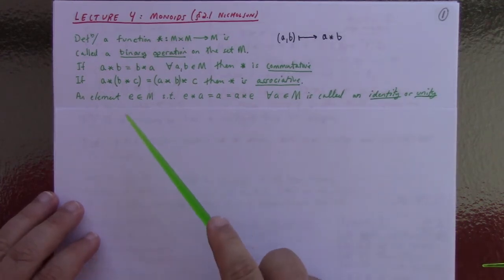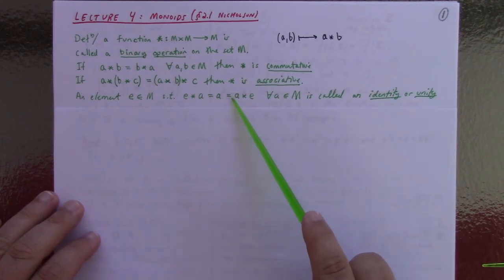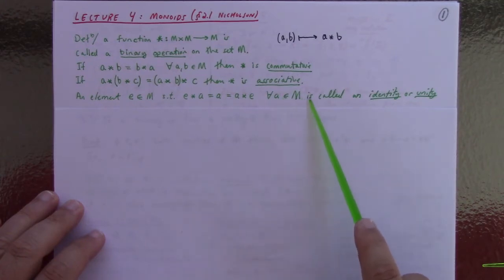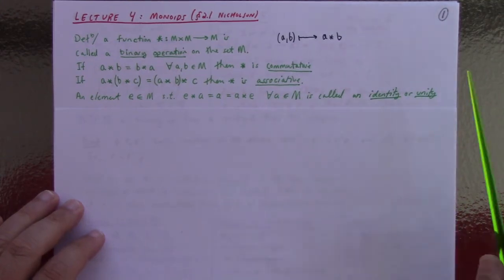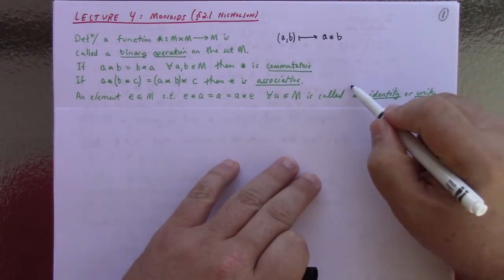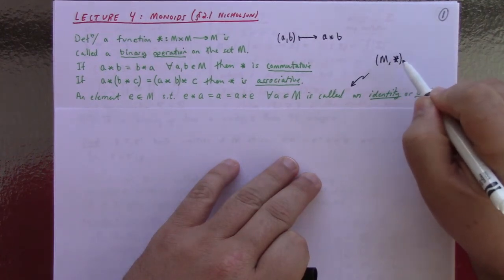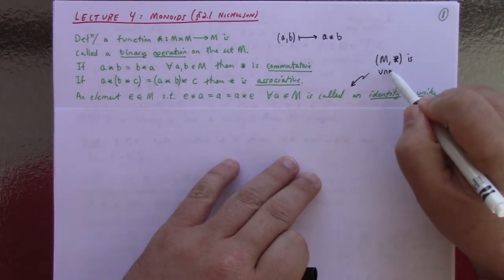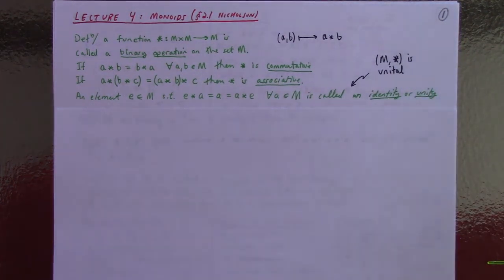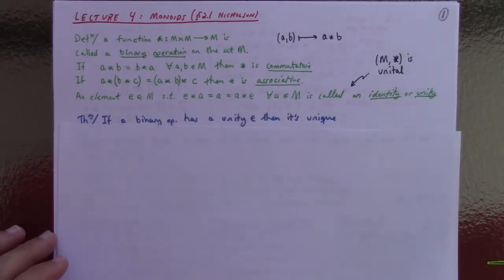Then we also have, by definition, if there's an element e in M such that e star a is equal to a, which is a star e for all a in M, for all points in the set we're talking about, then that's called an identity or a unity. And I would add to this that in this case we say M paired with this operation star is unital. So I use this term unital to refer to the property of having an identity for the set with a binary operation.